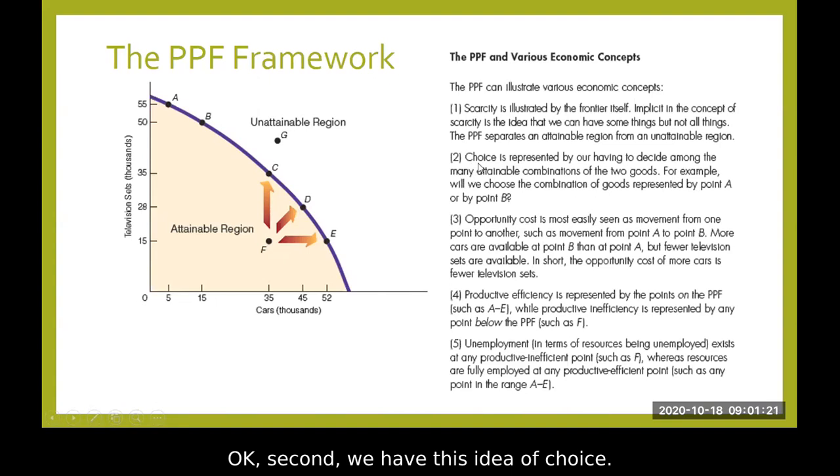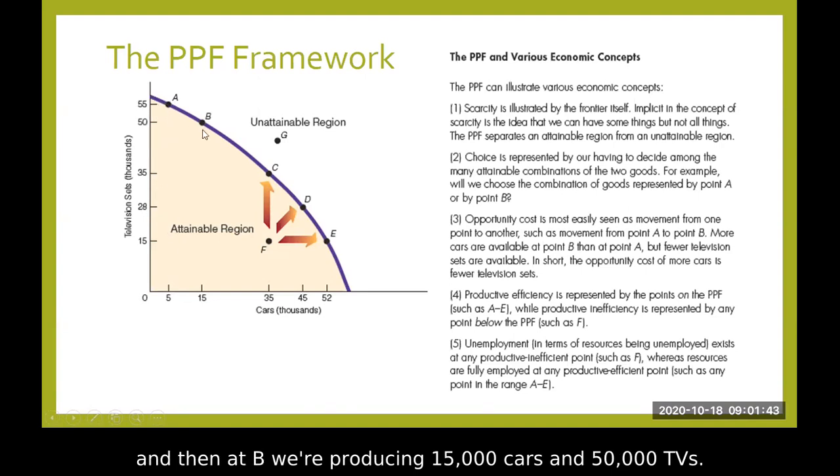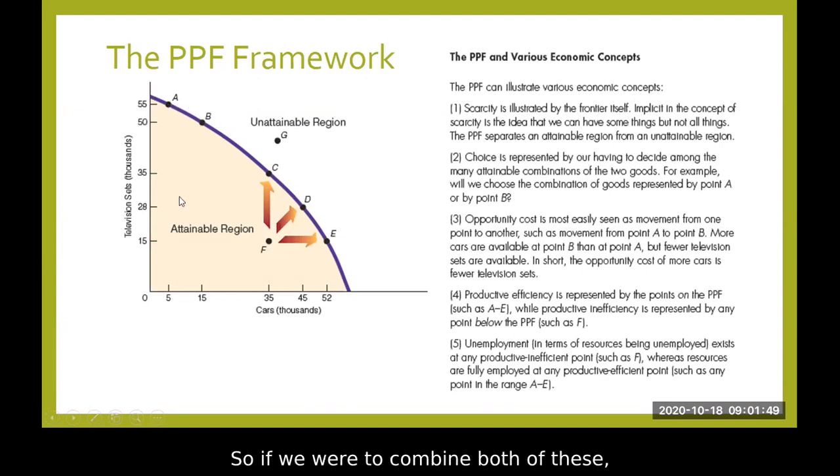Second, we have this idea of choice. Even though we could produce at A or B or C or D or E or anything along this line, we can't be producing at A and B, for example. At A, we're producing 5,000 cars and 55,000 TVs, and at B, we're producing 15,000 cars and 50,000 TVs. If we were to combine both of these, it's like saying we would be producing 105,000 TV sets, which would be way up here. We know that that's way outside of our PPF.